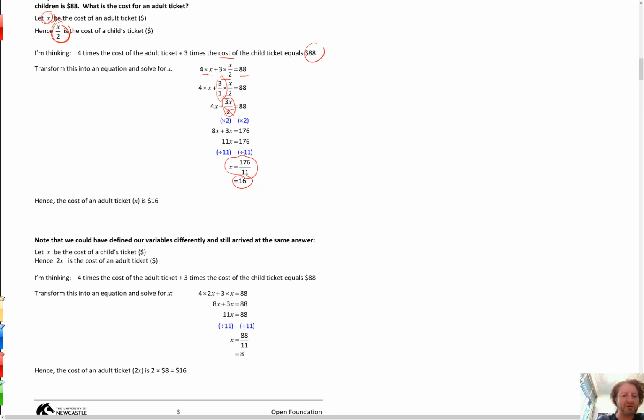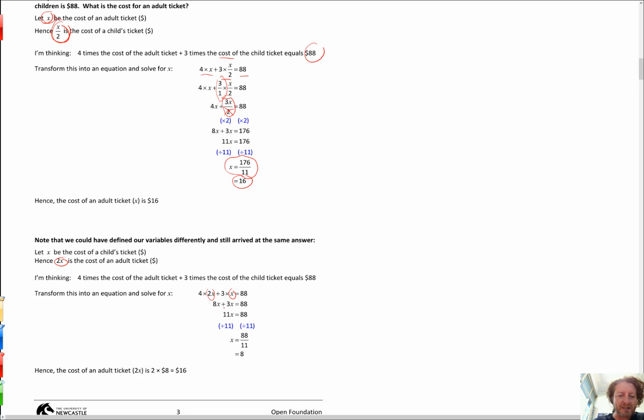Let x be the cost of the child ticket, hence 2 times x is the cost of an adult ticket, hence it's 4 lots of the 2x plus 3 lots of the x equals 88. I'm avoiding fractions. It's actually nicer. But I've got to remember that the answer to my question isn't x. I actually want to know what the cost of an adult ticket was. So don't forget to times your answer of x by 2.